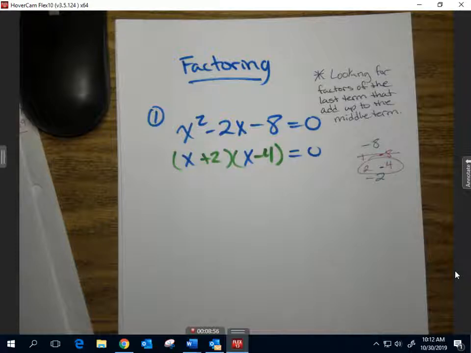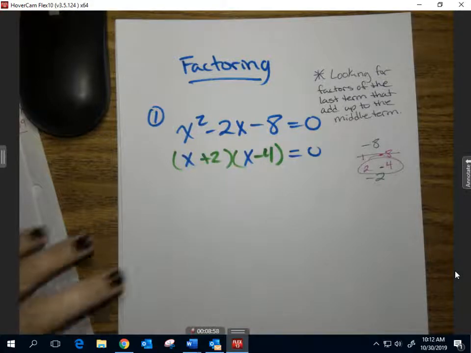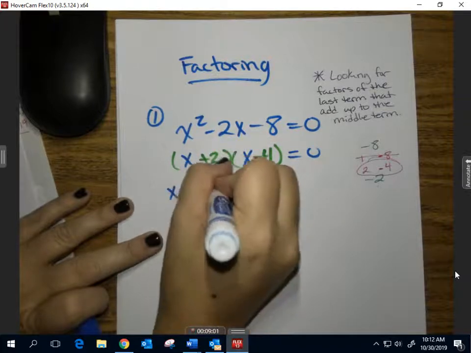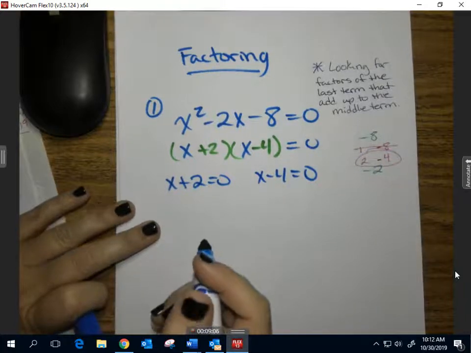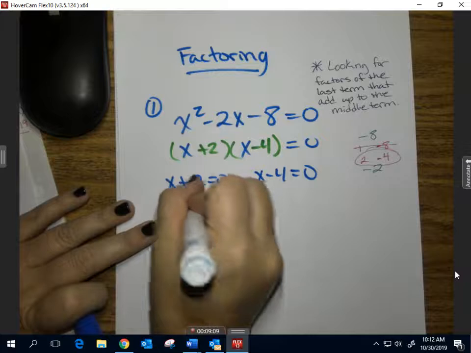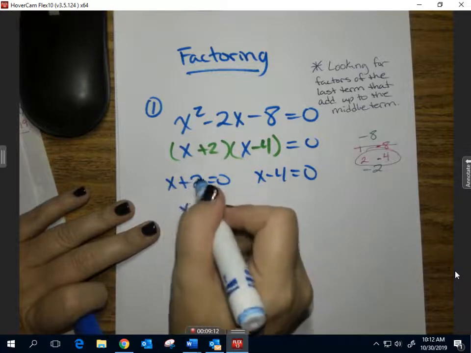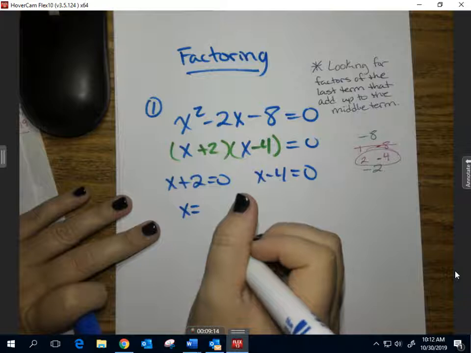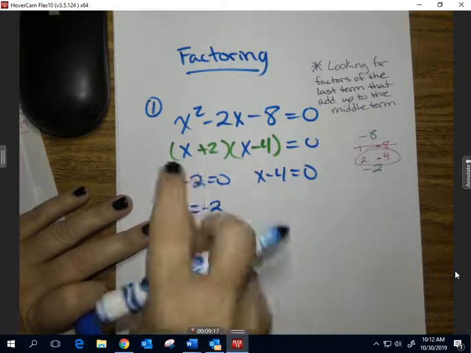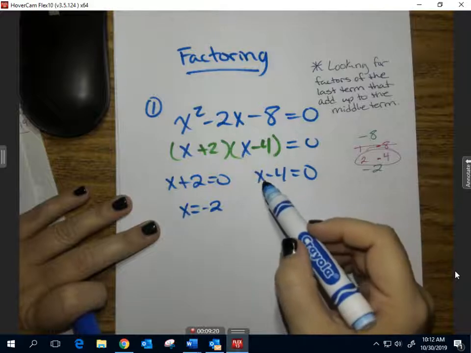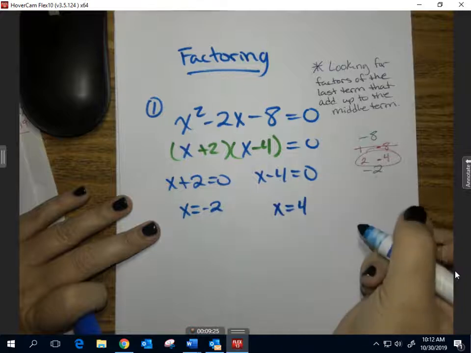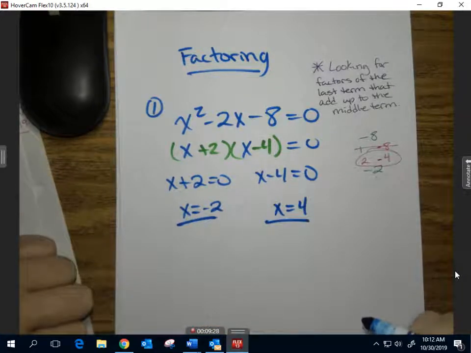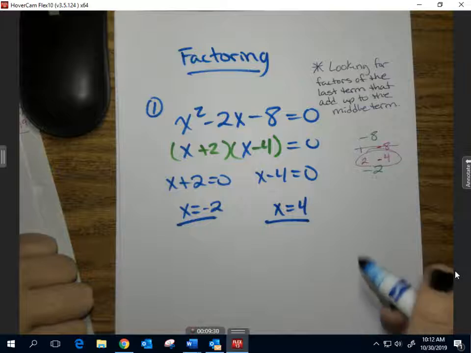Now, to solve, I'm going to take each factor and set it equal to 0 and solve for x. Remember this? So x equals, what plus 2 equals 0? Negative 2. It's just going to be the opposite of what you see here, right? And what minus 4 gives me 0? A positive 4. So here are my solutions right there. Everybody okay with that? All right, let's get to our notes then.